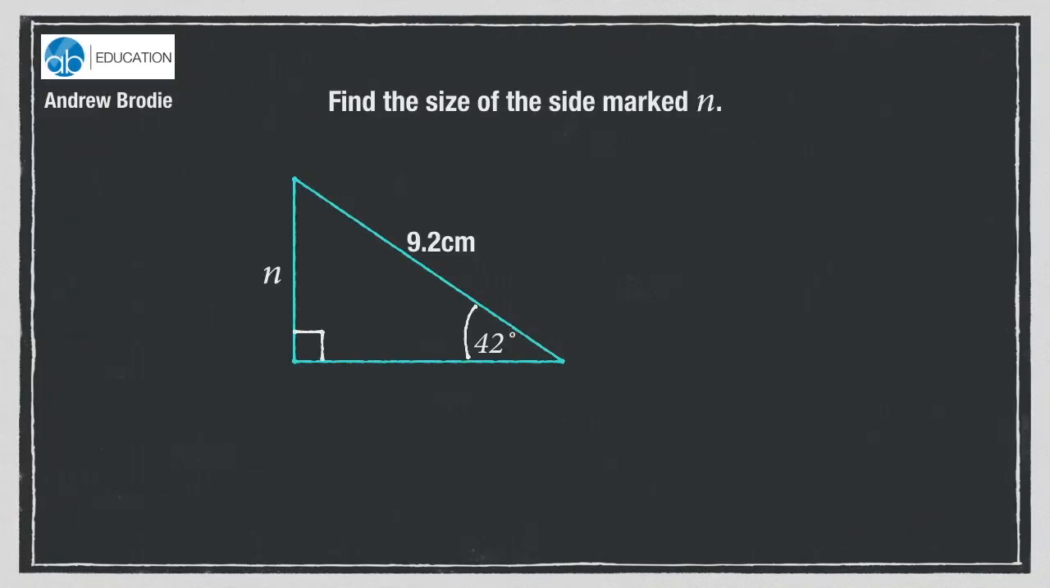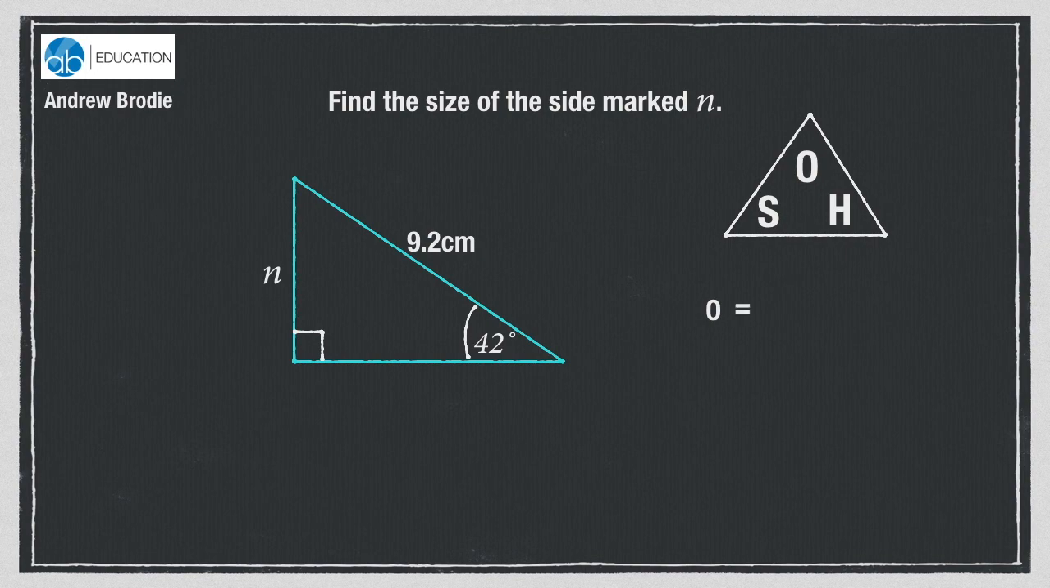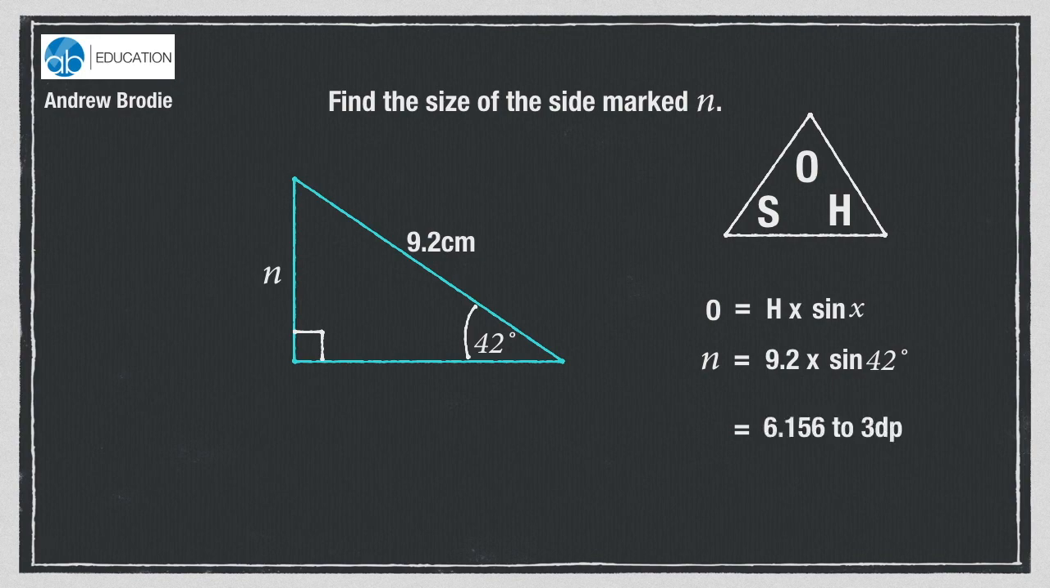With this triangle we have to find the length of the side marked N, which we can see is opposite the 42-degree angle. Look at the calculation triangle. The S and the H are both below the O, so we say that O must be equal to S times H. It's best to write this out as O equals H times sin x. So N equals 9.2 times sin 42. Type this into the calculator to get the answer 6.156 to 3 decimal places, which we can round up to 6.2 centimetres to 1 decimal place.